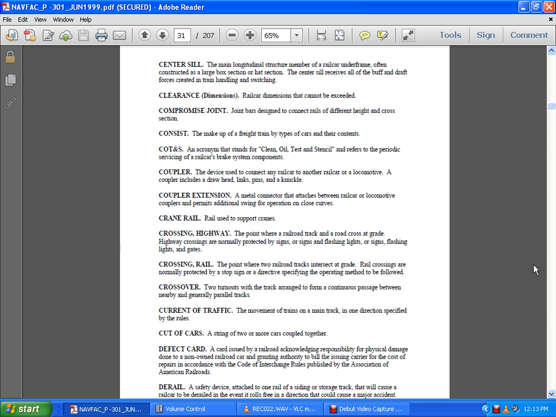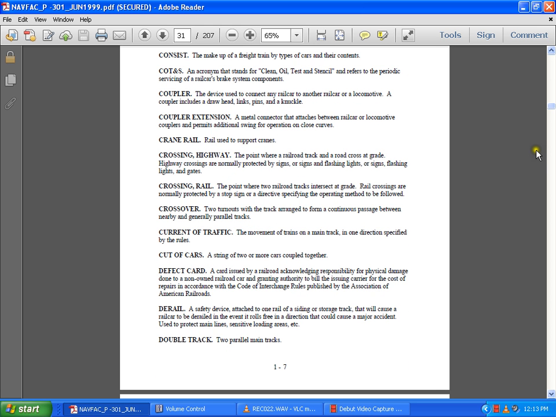The crossing, rail, the point where two railroad tracks intersect at grade. Railroad crossings are normally protected by a stop sign or a directive specifying the operating method to be followed. A crossover, two turnouts arranged to form a continuous passage between nearby, generally parallel tracks. Current of traffic, the movement of trains on the main track in one direction specified by the rules.